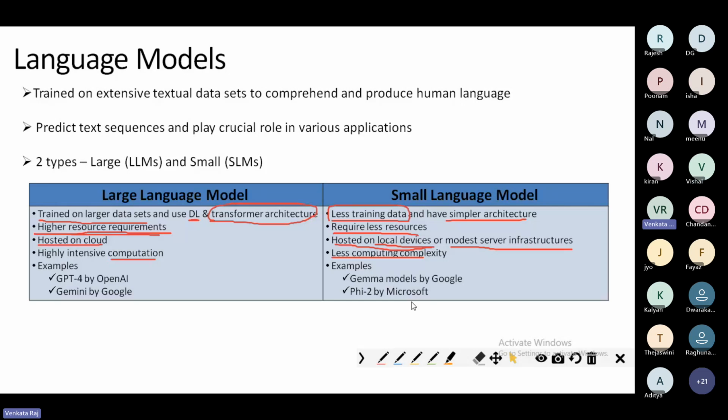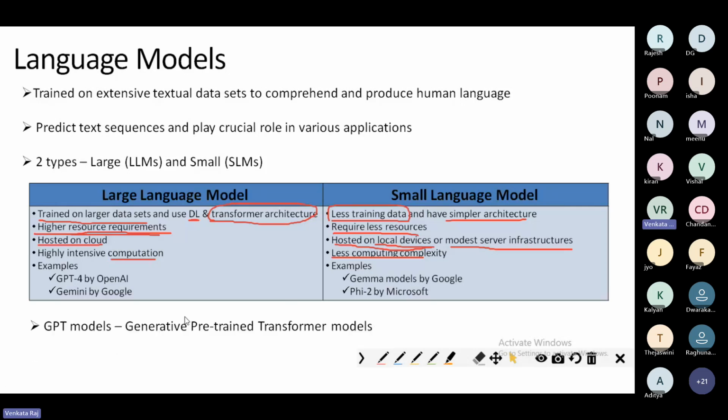Very good. So if you get questions about language models which need higher resource requirements, which are normally deployed on the cloud, which have high intensive computation capacity, then they are LLMs. And the opposite is the small language model, guys, SLMs.